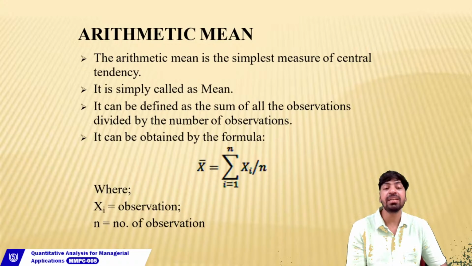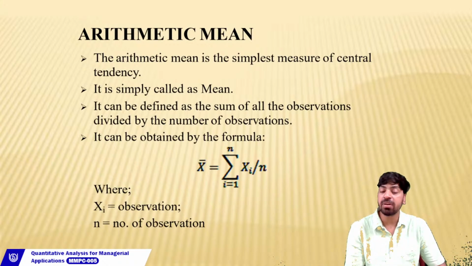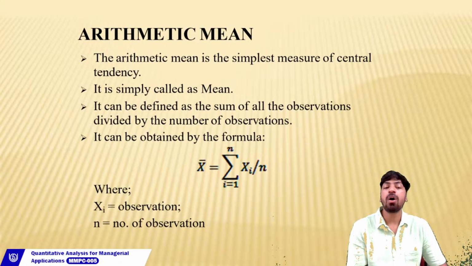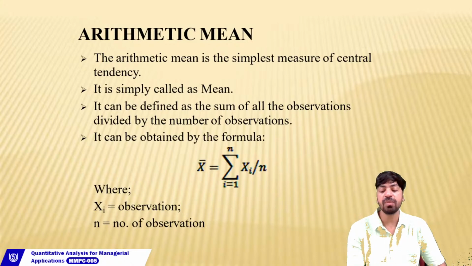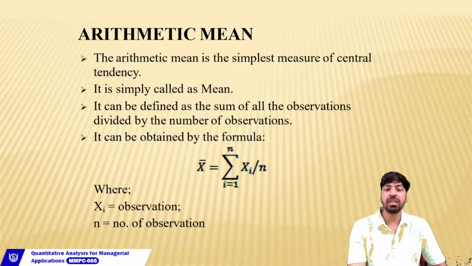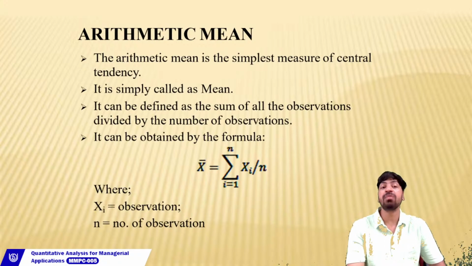If we take 1, 2, 3, 4, that is the summation of the numbers 1 to 4, and what is the number of observations? That is 4. So once you divide the sum of observations by the number of observations, you will get the mean. In the further slides, you will see numerically how to calculate using the various methods of arithmetic mean.